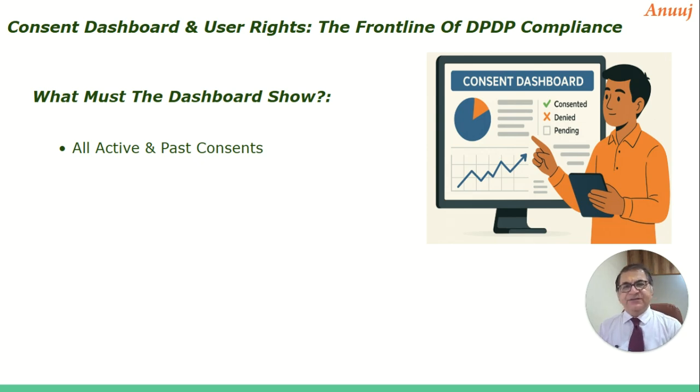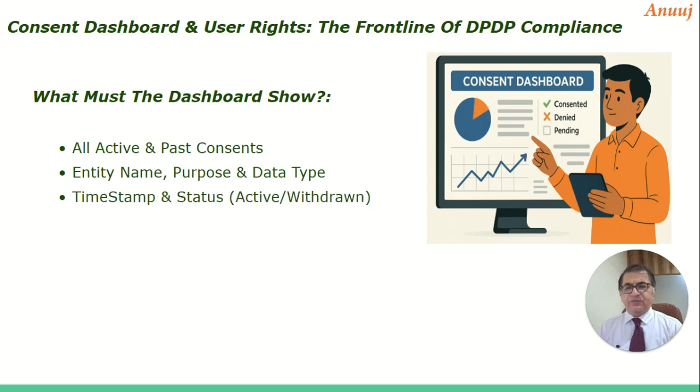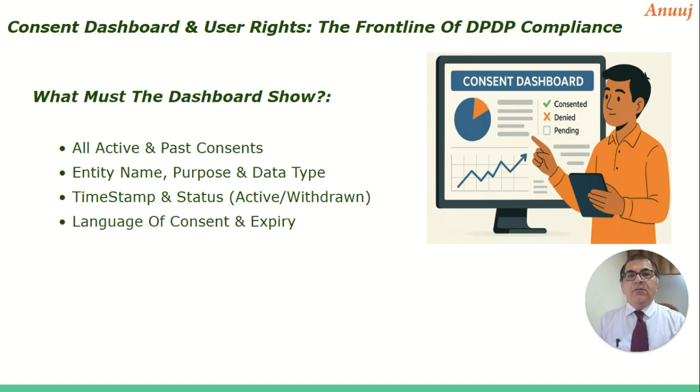All my active consents, all my past consents, the entities who have used it, maybe the departments within that organization as well. What was the purpose of this consent? What was the type of data that was processed? At what time was the consent given? What is the current status of the consent? Is it active? Is it withdrawn? Is it expired? Did I revoke it sometime? And what is the language of consent? Language needs to be very clear. Then only you can say, yes, it was given logically and properly.